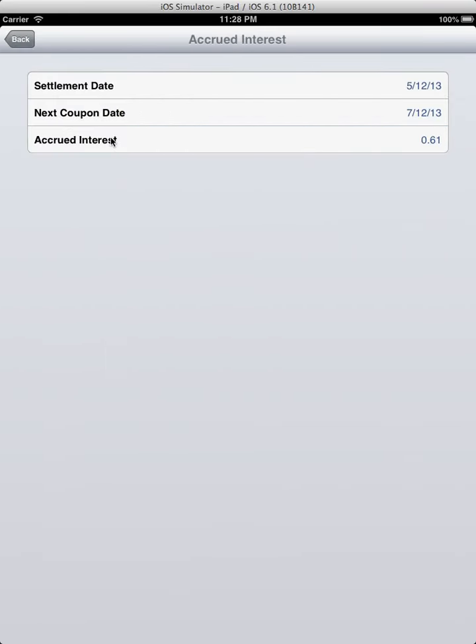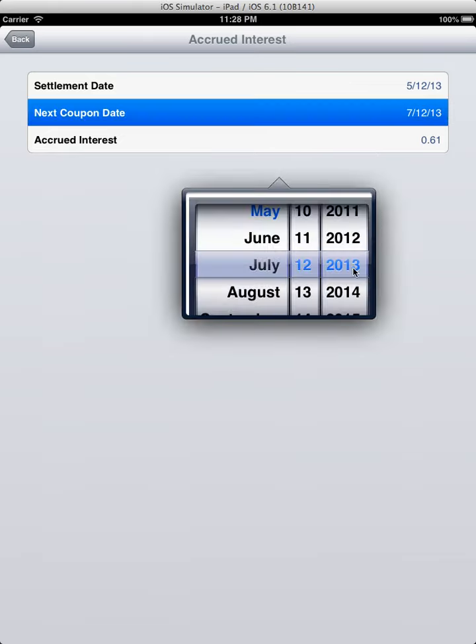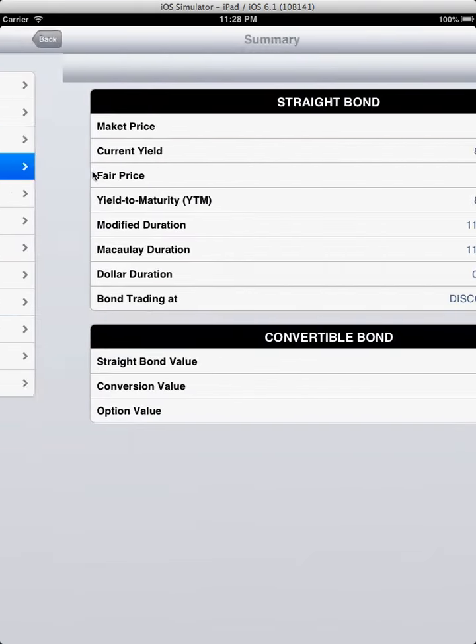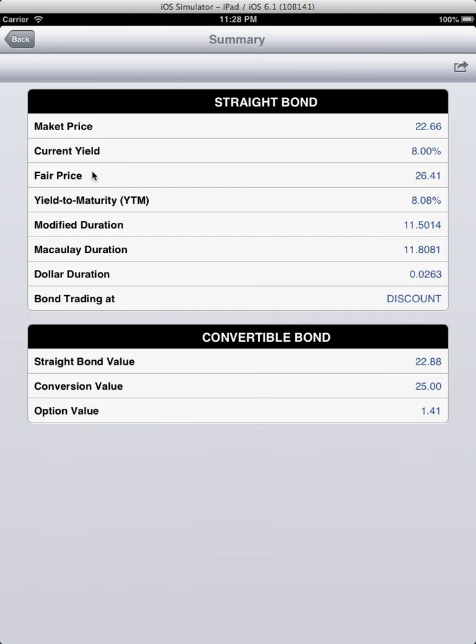And then to calculate the accrued interest, you can actually pick the settlement date and the next coupon date, and then the accrued interest will be calculated. And here the summary. So the straight bond, market price, current yield, fair price, yield to maturity, modified duration, Macaulay duration, dollar duration, whether the bond is trading at a discount or a premium, and if the bond is a convertible bond, then the straight bond price, conversion value, and option value.